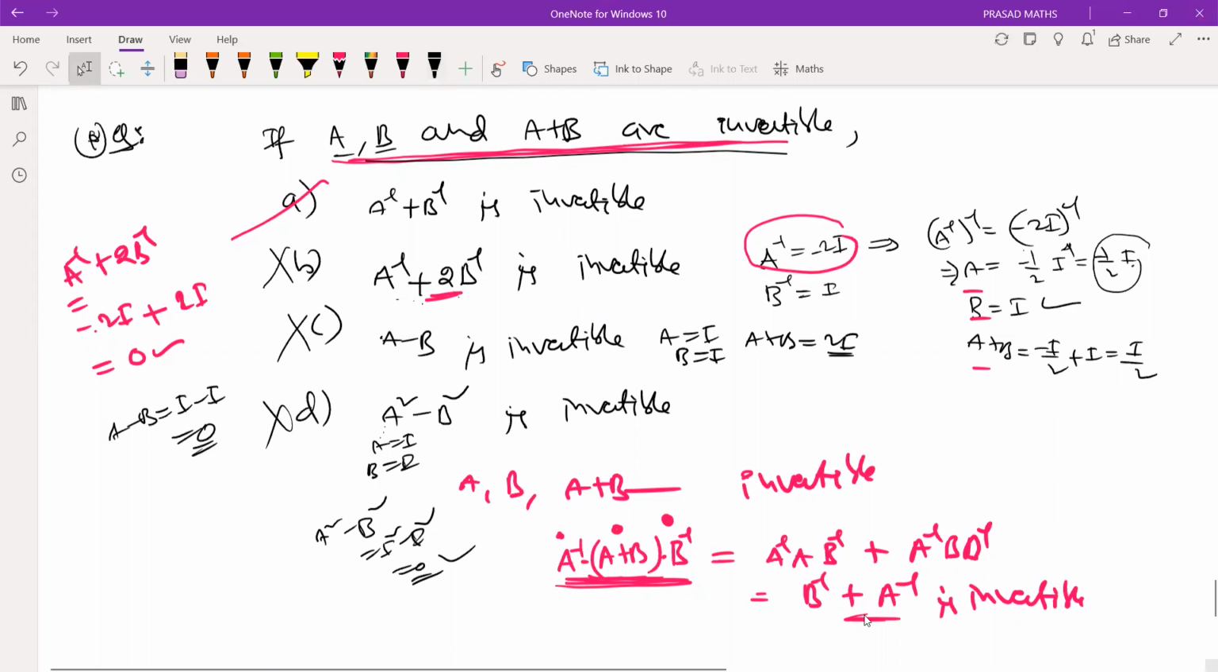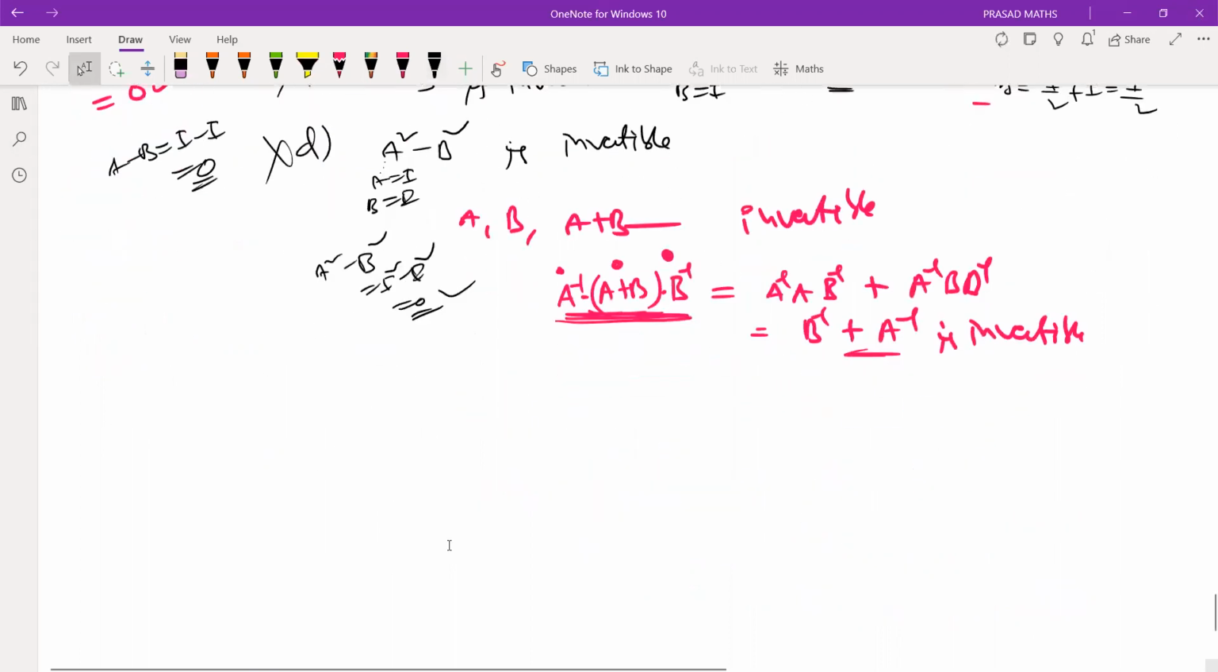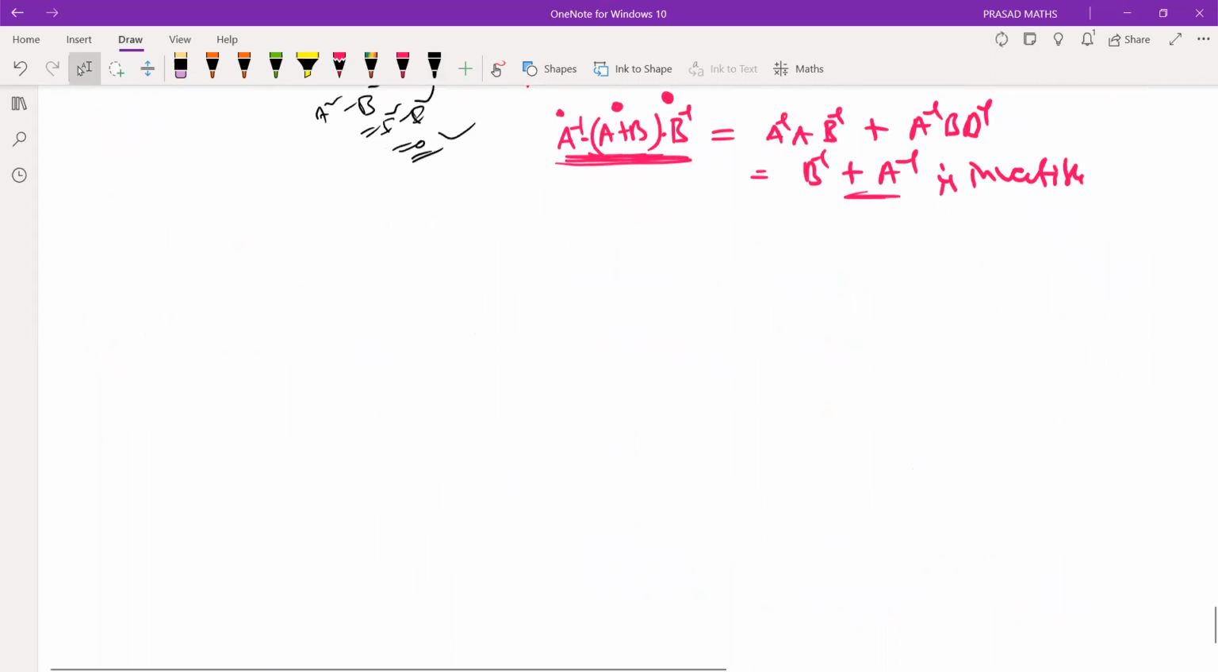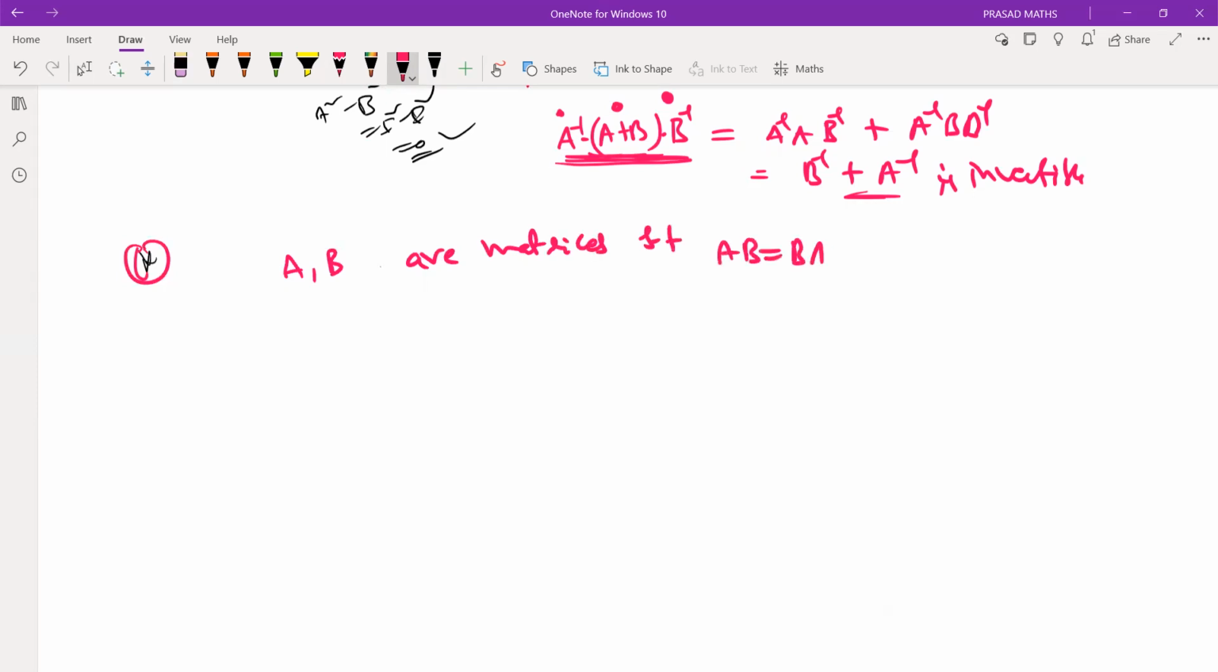Similarly, the same question is repeated. In the student question paper, most of the questions are repeated. A, B matrices such that AB = BA = 0. I just told you this problem earlier, and they asked it again, so just do this question. And A plus B is invertible.